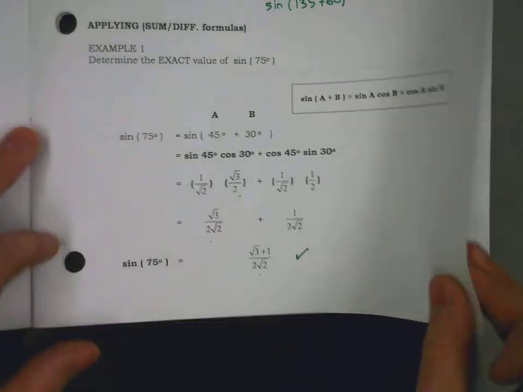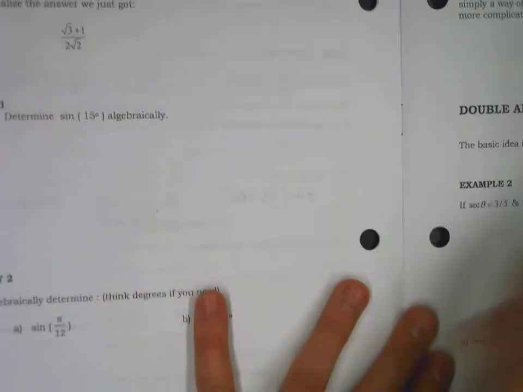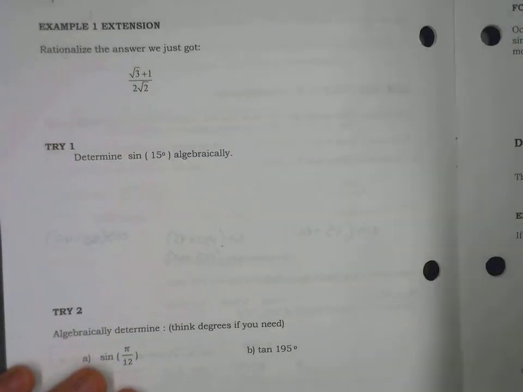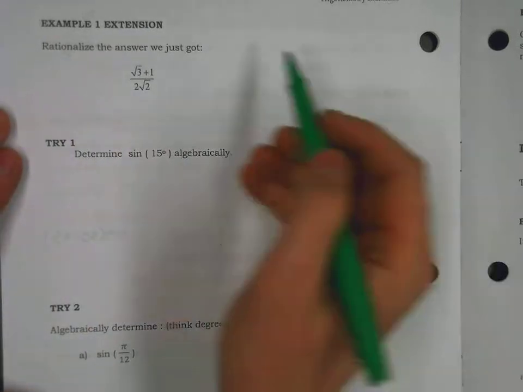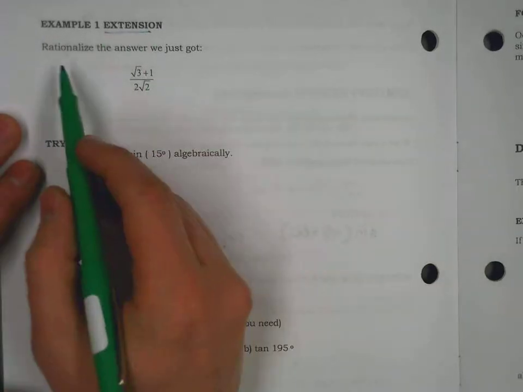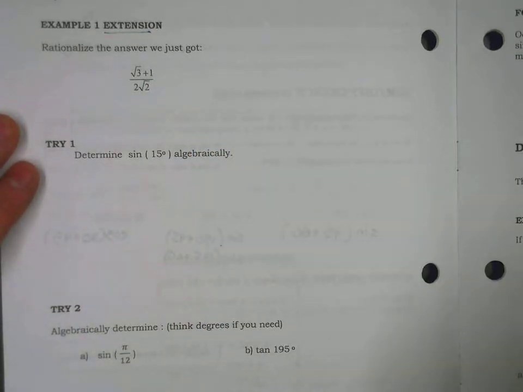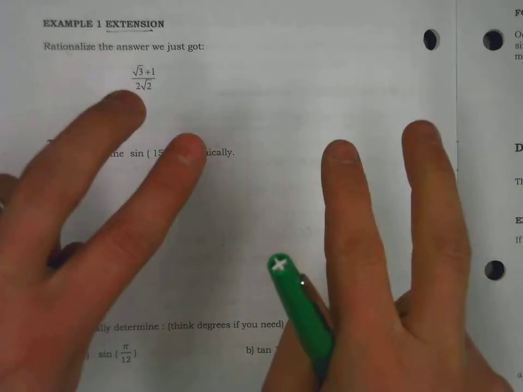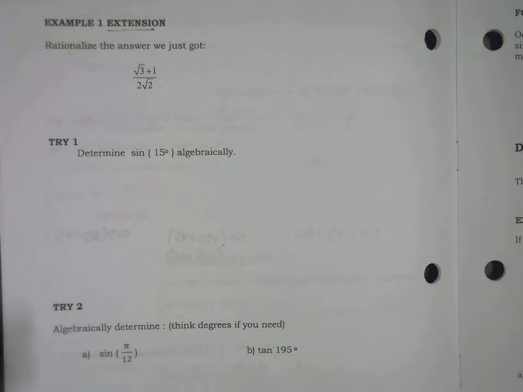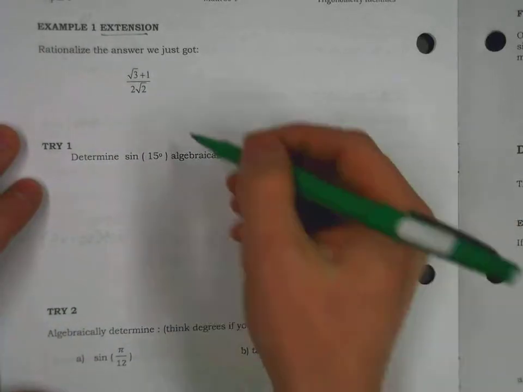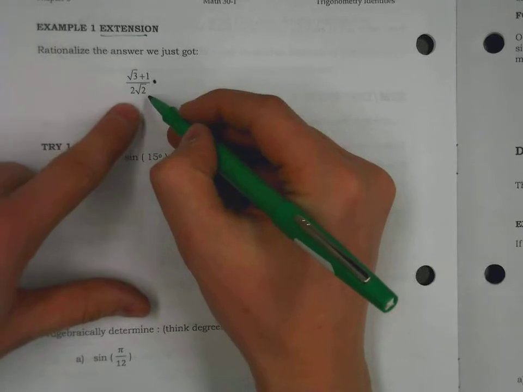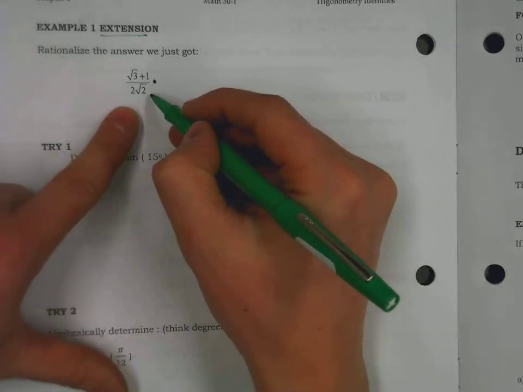So this is our expectation as of right now, that we can get an exact answer. But there's an even second step, an extension. If I were to ask you to rationalize the answer, which is an expectation in this curriculum, where, as it says, quote, students are expected to leave answers in rationalized or unrationalized forms, we might be expected to take that radical and make it not appear on the bottom.